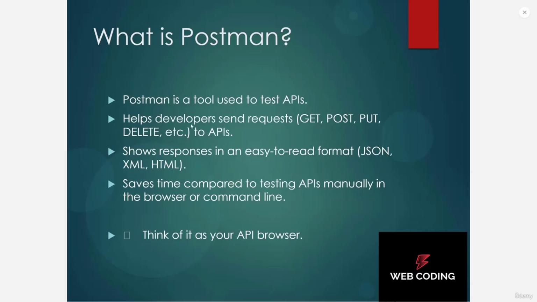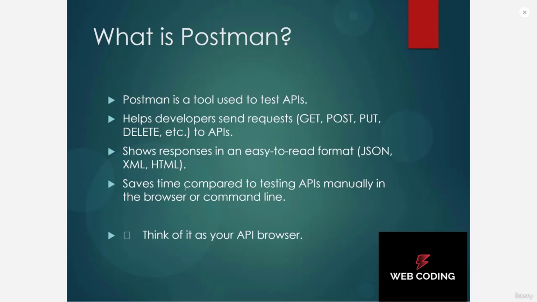So it also helps developers to, of course, send GET, POST, PUT and DELETE methods, HTTP methods, which are the main components of every API out there. This also shows the responses when testing APIs in an easy to read format. We have a lot of formats out there. The most important one that we are going to use, like 99, maybe 100% of the time, is actually JSON. And we also have XML and HTML right inside Postman.